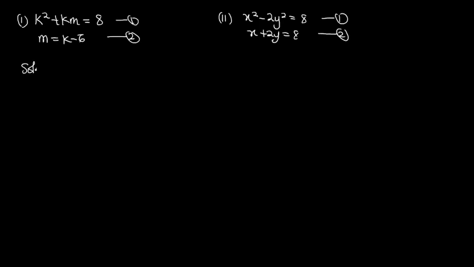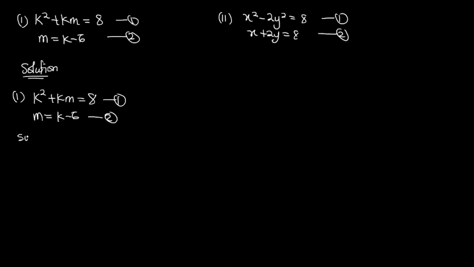So solution. I have k squared plus km is equal to 8 as my first equation. I have m is equal to k minus 6 as my second equation. Now, if you look at equation 1 and equation 2, they've already made one of the terms the subject in equation 2, so there's no need to make anything the subject.